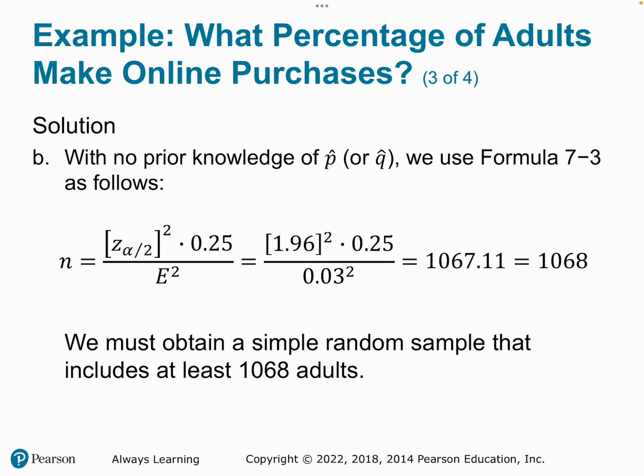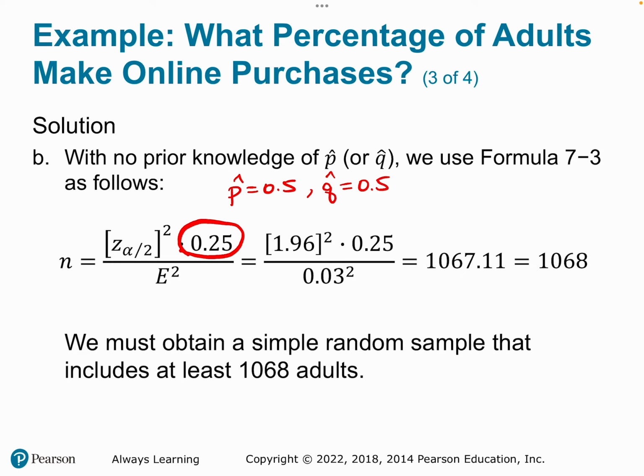For part B, we're to assume that there is no previous study, so there is no p-hat value for us to use. That means that to calculate the sample size needed, we're going to use the second formula. And again, that difference is in the numerator. Instead of p-hat times q-hat, we're going to use 0.25, which is the same as using p-hat equal to 0.5 and then q-hat equal to 0.5. It's already multiplied for you.